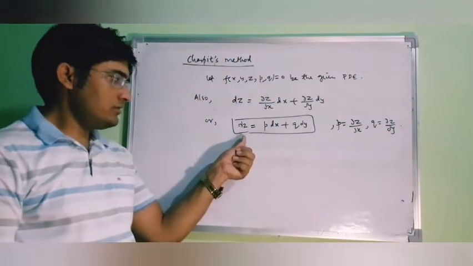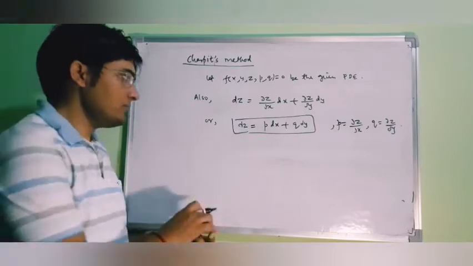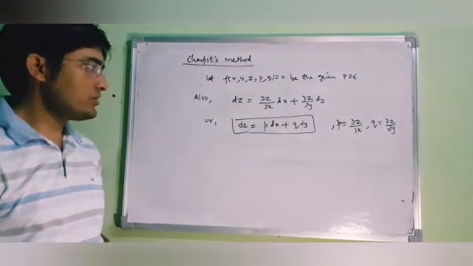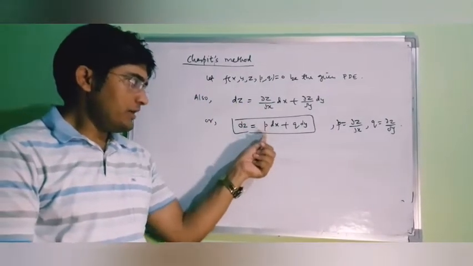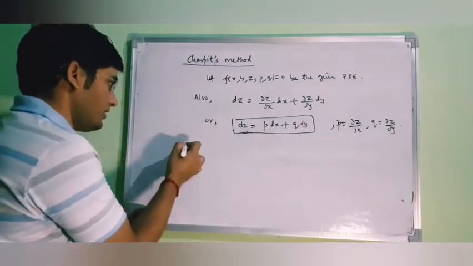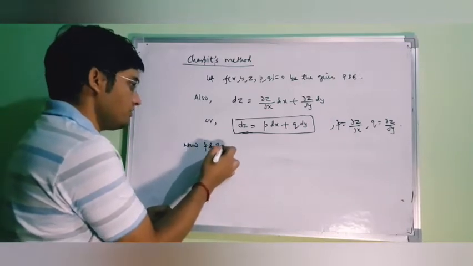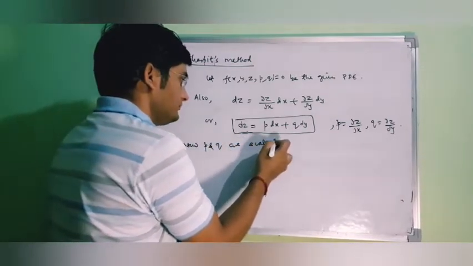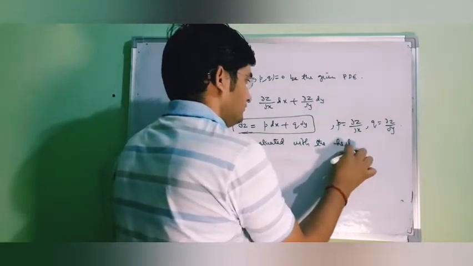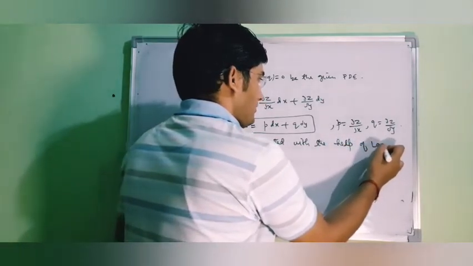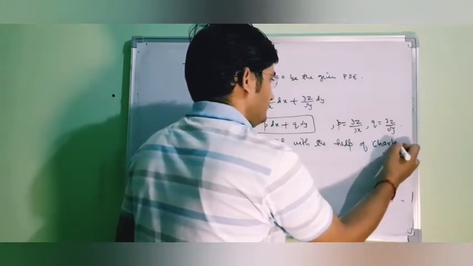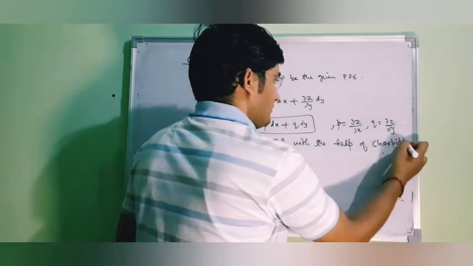Now on integrating this equation, we will get z, and z is the solution of this partial differential equation. Now the main problem is to evaluate the partial derivatives p and q. Now p and q are evaluated with the help of Lagrange, with the help of Charpit's auxiliary equation.